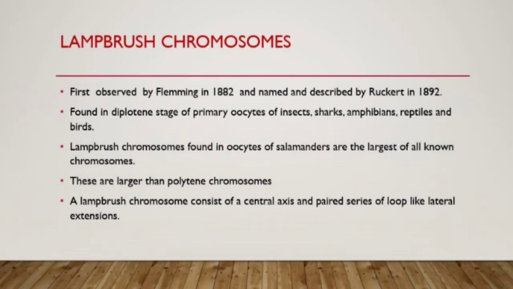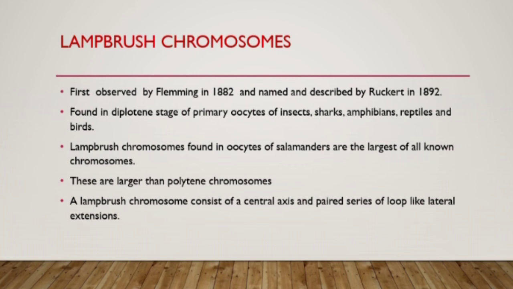Now moving to the next type of chromosome, the lampbrush chromosomes. Lampbrush chromosomes were first observed by Fleming in 1882, and they were named and described by Ruckert in 1892. These lampbrush chromosomes are found in the diplotene stage of primary oocytes. They are found in oocytes of insects, sharks, amphibians, reptiles, and birds. The lampbrush chromosome found in the oocytes of salamanders is the largest of all known chromosomes.